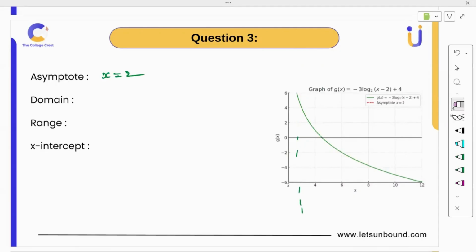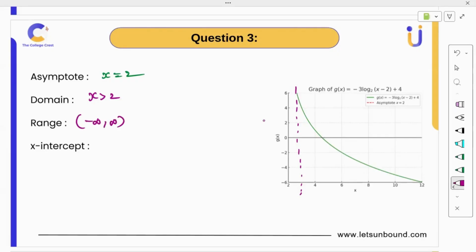Okay. Then domain, for x greater than, it's not 0. When you carefully watch this, it's working between, okay, if we take this as 0, it should be 0, 2, 4, 6, 8, 10, 12. So the domain should be greater than 2, that vertical asymptote. So the asymptote will affect the domain, and the range is minus infinity to plus infinity.